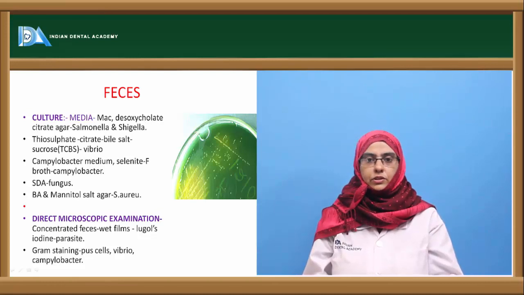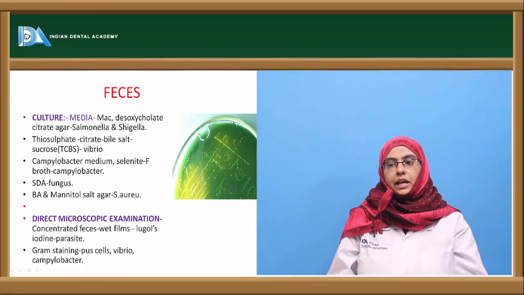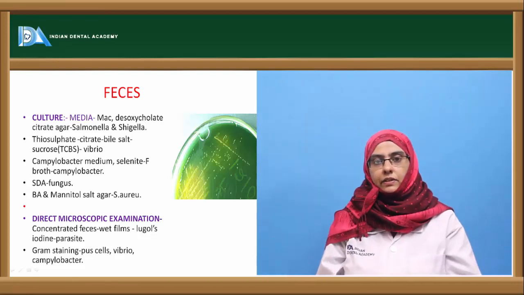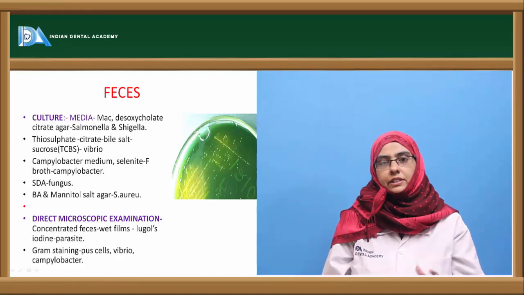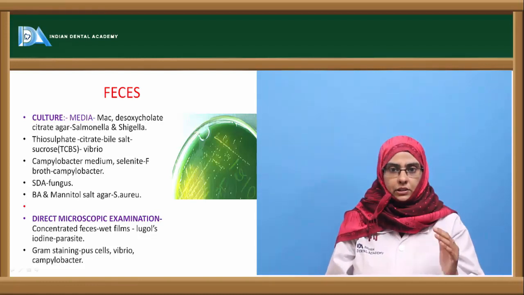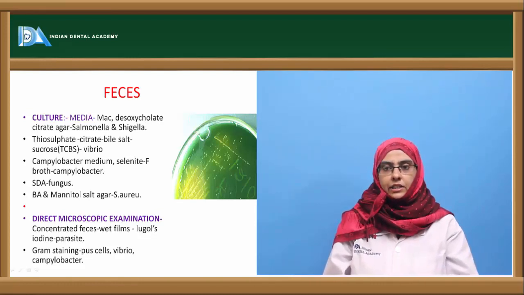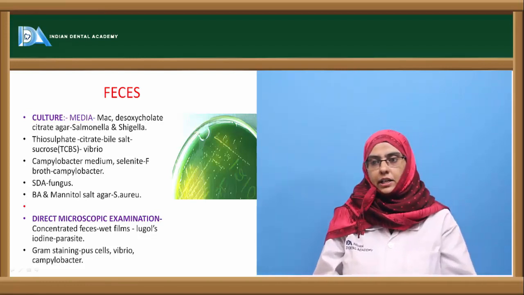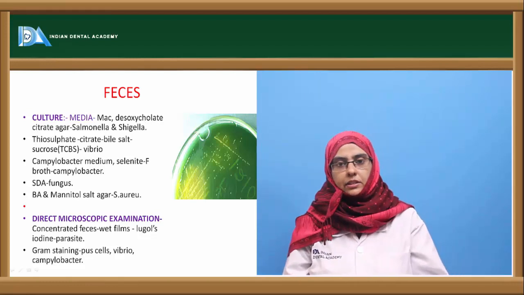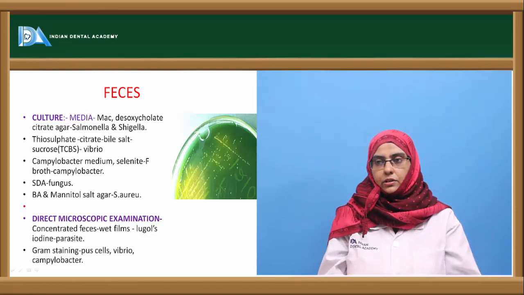So mostly we make use of anaerobic media to grow the anaerobic group of microorganisms. Here we have another technique to identify the organism, called direct microscopic examination, where the feces has to be first concentrated. Then wet films are made and parasites are identified with the help of Lugol's iodine solution. Then go for Gram staining to identify pus cells, bacterial cells, Vibrio or Campylobacter.